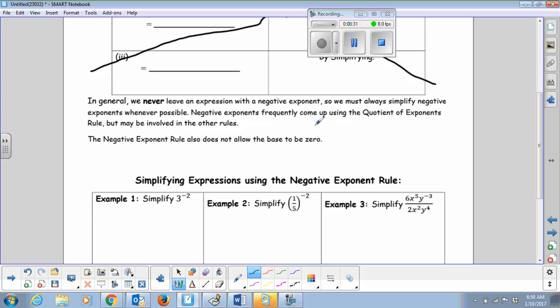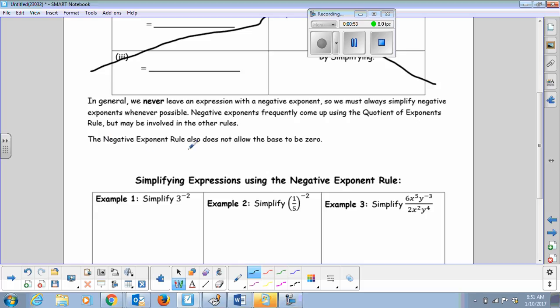Negative exponents frequently come up using the quotient of exponents rule, but may be involved in other rules. So this is saying like page 7 or 8, something like that, when we did the quotient rule. Whenever you're doing that, oftentimes you get negative exponents at the end. So when that happens, we now need to do one more step.